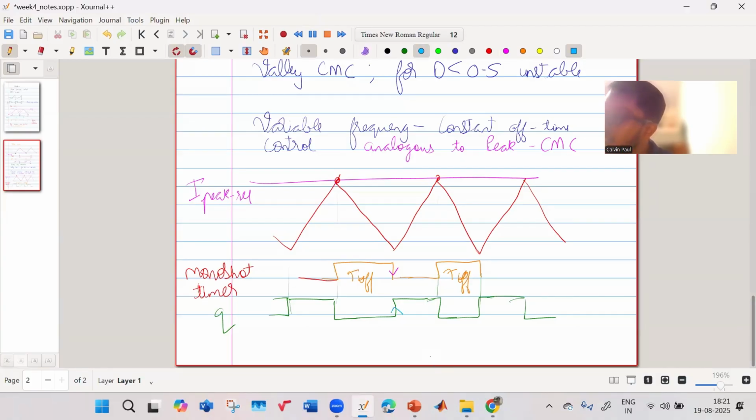Then your gate signal will go high. Current will again start rising. And when it again touches the peak, this will get triggered and this will turn on. That time your gate signal also will turn off. And this monoshot timer output will be on for a fixed time of T off. That time your gate signal will remain off. Okay, so this is the logic for constant off time control.